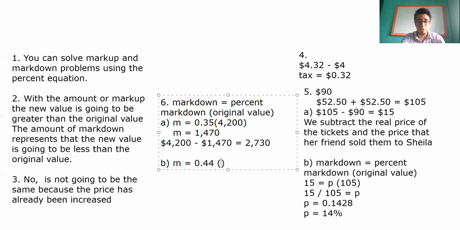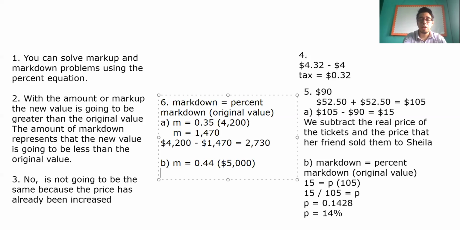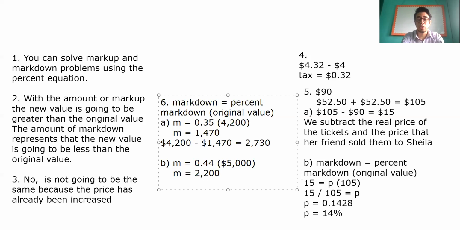$5,000. I'm going to give more space in here. Okay. So we only need to multiply in here and we obtain the value for the markdown. The markdown is 0.44 multiplied by 5,000. This is 2,200. Then I only need to subtract the original price minus the discount. This is the discount, the markdown.